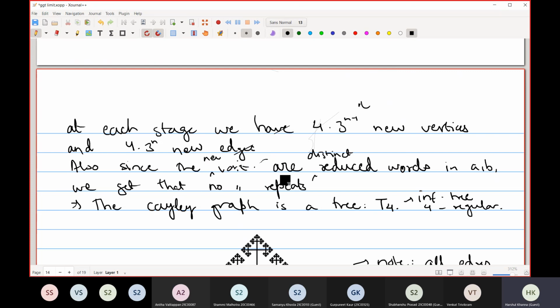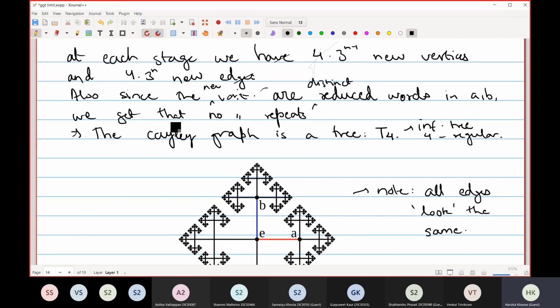Since the newly added vertices are distinct reduced words in A, B, we get that no vertices repeat. Hence, the Cayley graph is a tree. There are no cycles, because if a vertex repeated, we would get a cycle, but there are no vertex repetitions. A connected graph with no cycles is a tree. So the Cayley graph of a free group is a tree.